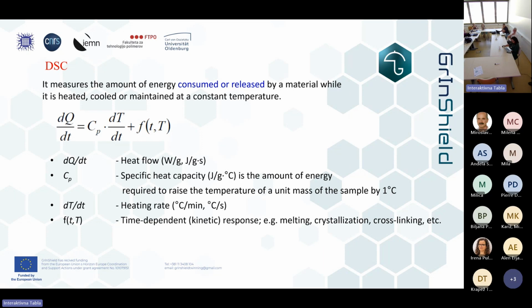It measures the amount of energy which is consumed or released by a material while we heat it, cool it, or maintain it at a certain constant temperature. So we have heat flow, specific heat capacity, and heating rate, dT per dt, and this last part is a time-dependent response to the temperature.